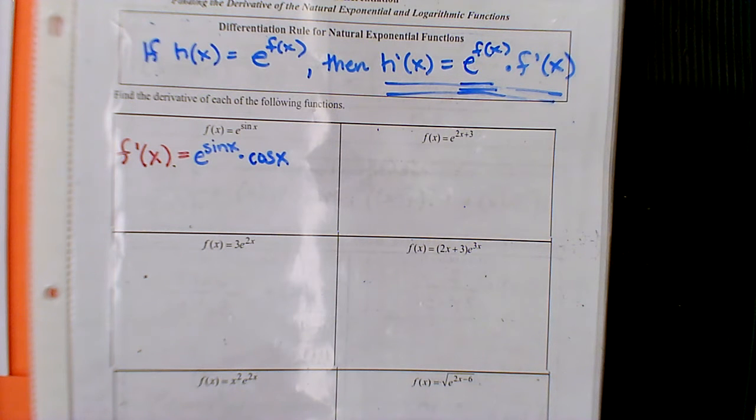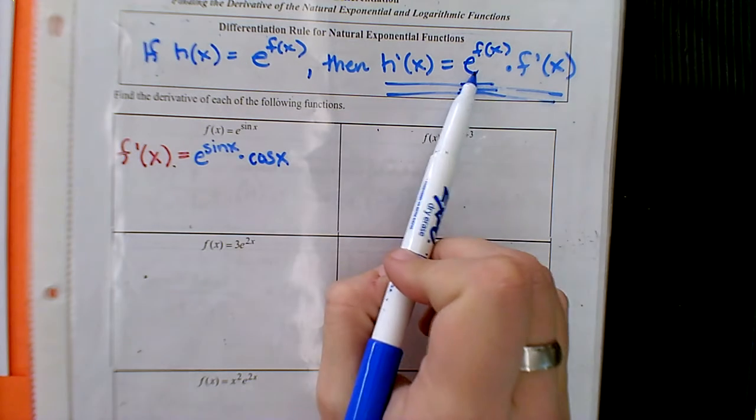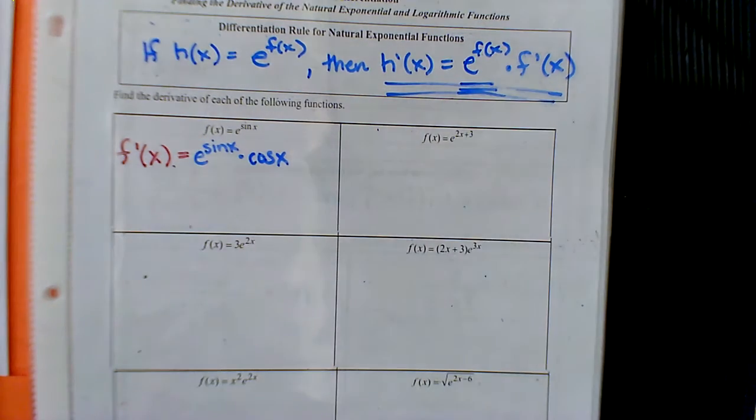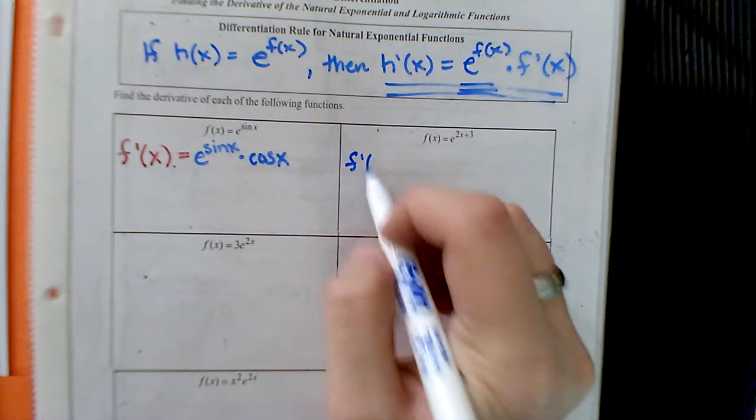Hooray, right? Now that's a simple one. We're going to get a little bit more involved, but that's the basic premise. Okay? So for the derivative of e to a power, you simply keep the original stuff, e to that power, times the derivative of that power. Let's try the next one.